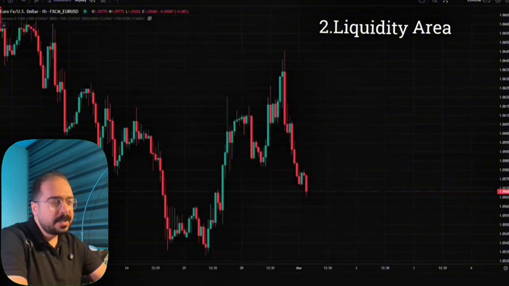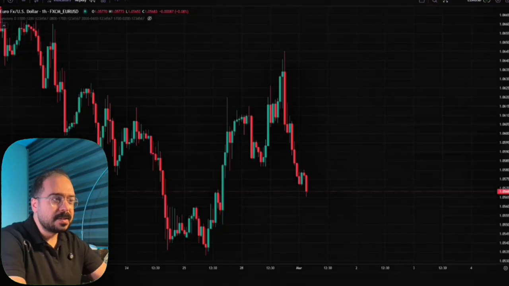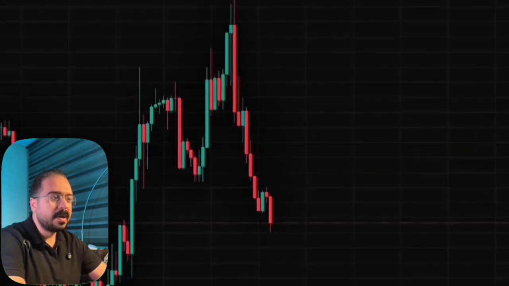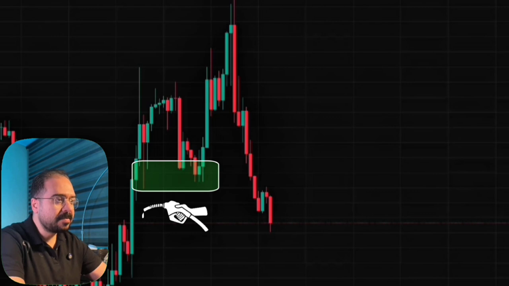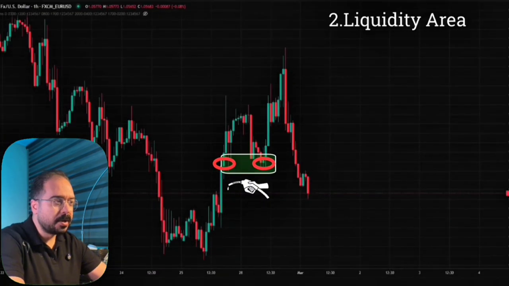What's the liquidity? The liquidity is the gas for moving from one station to another station. This is the gas station for the market going from destination A to destination B. We have liquidity in some specific areas in the chart. One of the most famous ones is below equal lows and above any equal highs. Here, below these two equal lows, we have liquidity. Market comes down and takes its liquidity from these equal lows. So number 2, check. We have a liquidity area, we have a gas station.